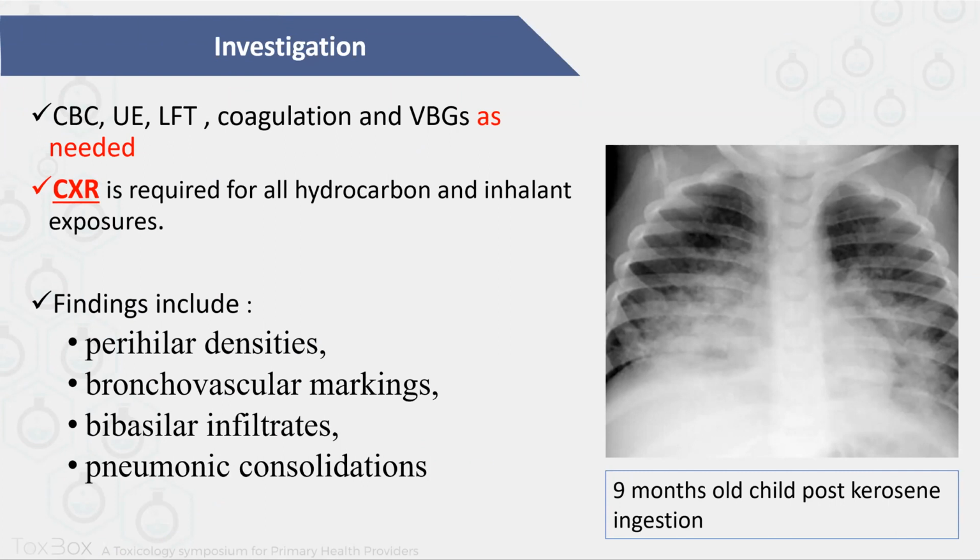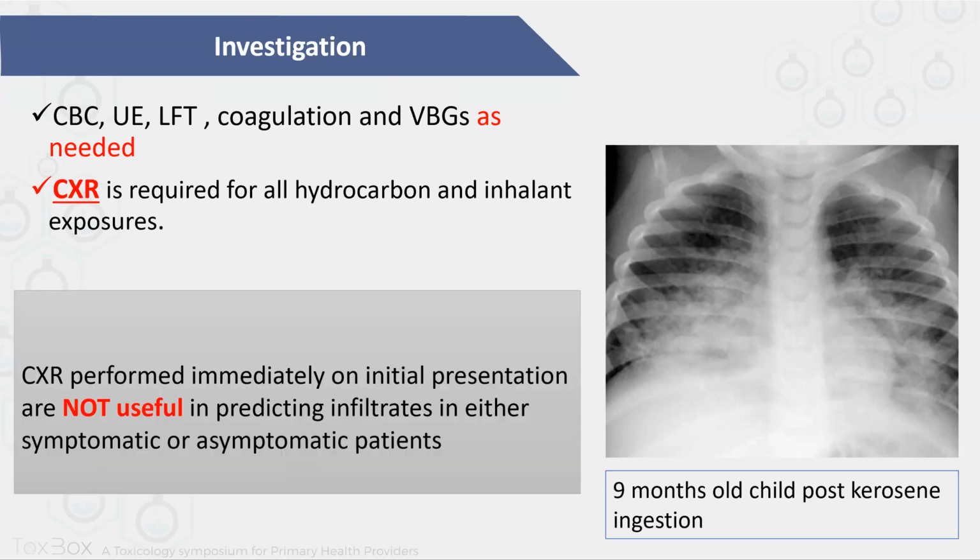So what are the findings that we can see with this toxicity? We can see perihilar densities, bronchovascular markings, bibasilar infiltrates, and pneumonic consolidation. Another point you have to keep in mind is that a chest X-ray performed immediately on initial presentation doesn't have any predictive role for the toxicity of the patient. So if the patient comes with hydrocarbon toxicity and you do a chest X-ray immediately after presentation, it doesn't tell you the toxicity range of the patient. I'll explain to you later.